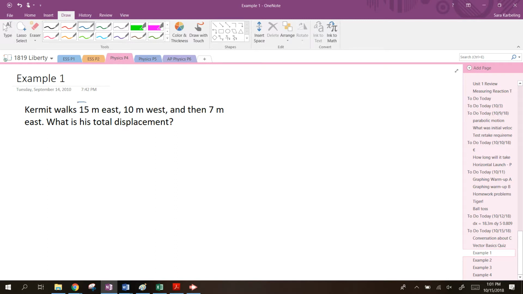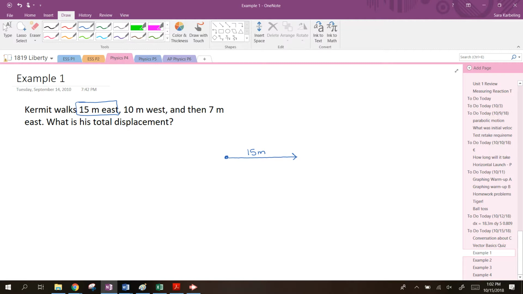So he's going to go 15 meters east. So if I start him right here, we're going to go to the east. I'm just going to write that down as 15. How are we doing? So far, so good? That's the east. From there, he's going to go which direction now? He's going to go west.